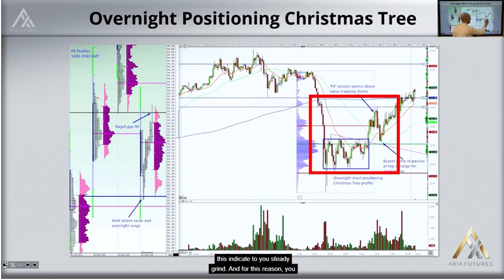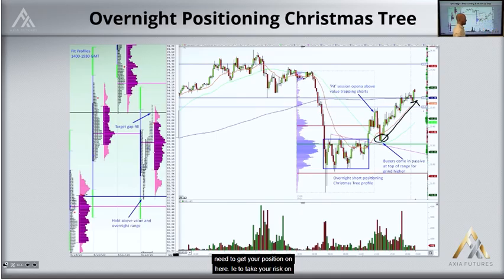What does this indicate to you? Steady grind. And for this reason, you need to get your position on here. You need to take your risk on early. And the hard bit about a trade like this, or this type of trade, is that taking that position on early forces you to accept what feels like a lot of risk in terms of size without any real clarification that you're right. And that's what makes this a really hard trade to take.